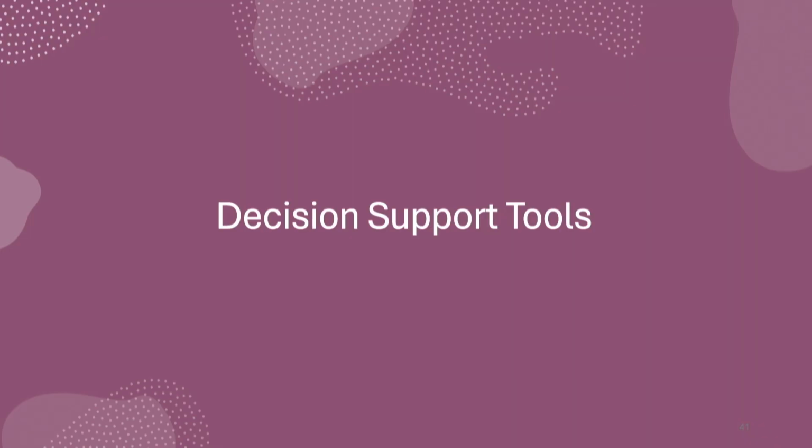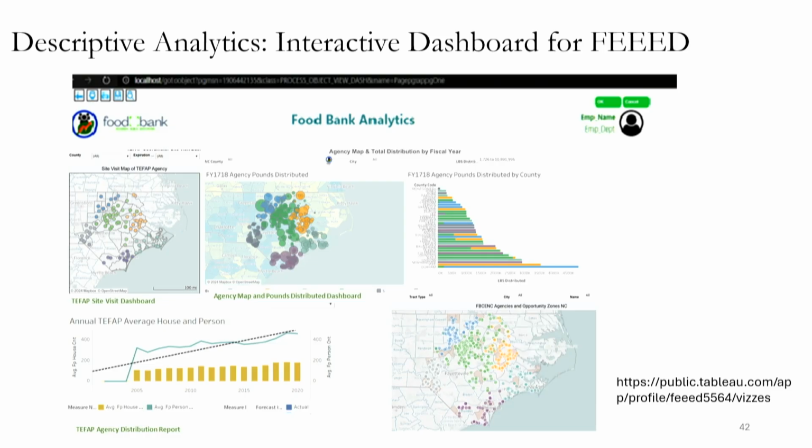We're going to briefly talk about some decision support tools, and we're going to provide one example for each of the three areas: the descriptive analytics, the predictive analytics, as well as prescriptive analytics. So for the example we're going to talk about in descriptive analytics, is a project funded by National Science Foundation, the flexible, equitable, effective, and efficient distribution. We call it FEED.